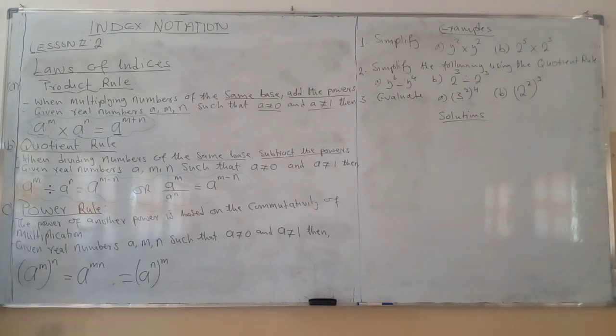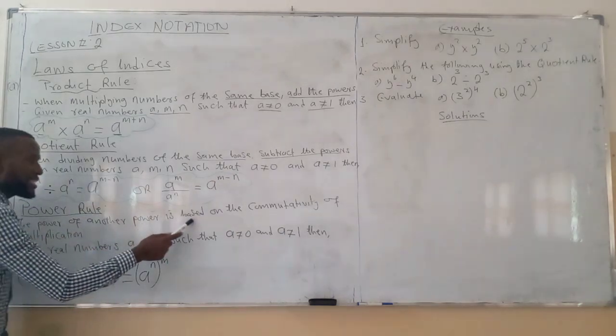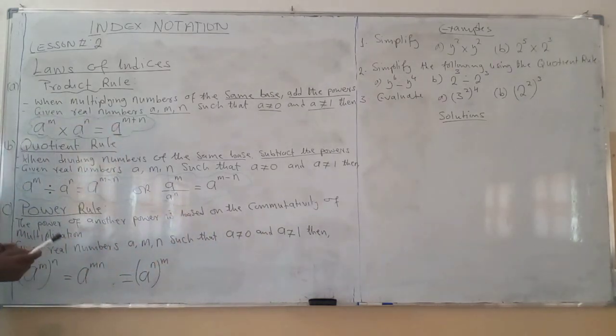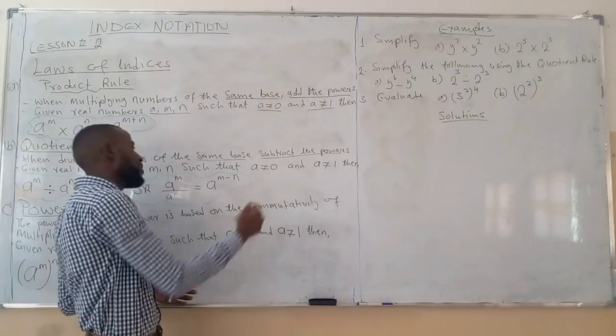The power rule. Now, what does the power rule mean? We know what the product rule means, when you are multiplying two bases, and the quotient rule, when you are dividing two bases which are the same, you subtract the powers. Now, what is the power rule? The power of another power is based on the commutativity of multiplication.